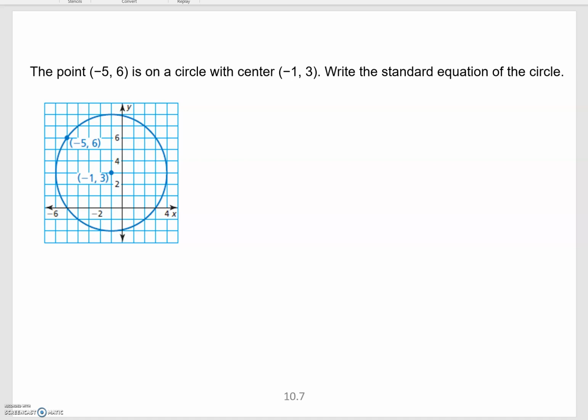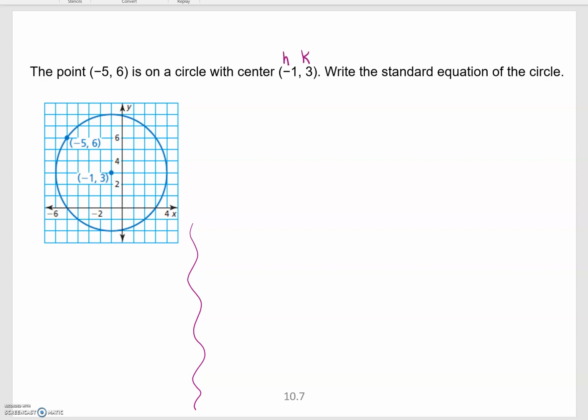For this next example, there are a couple different ways that you can solve it. I'm going to do one of them underneath the graph, and then I'm going to do the other one out to the side because it does require more work. This example says the point (-5, 6) is on the circle with center (-1, 3). Write the equation of the circle. The first thing I would do is figure out, is my center the origin of the circle? The answer is no. Here's my center, here's my h and k.